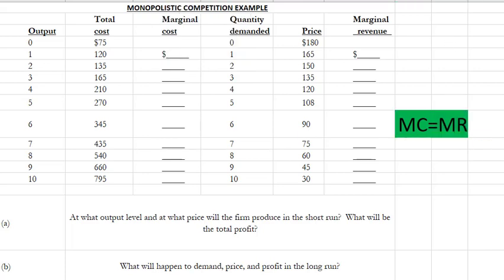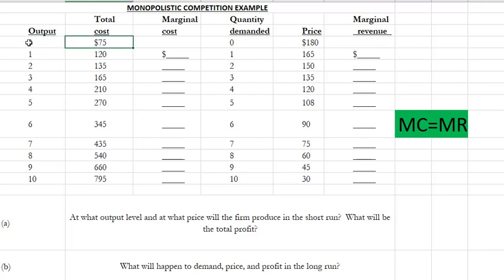If we want to figure out what price they will charge and how much output, let's try and find that point where MC is equal to MR. So we've got to calculate these. Let's start by calculating the marginal cost. Do you remember what marginal means in economics? Marginal means change, additional. So watch me. When your output level is 0, your total cost is 75.